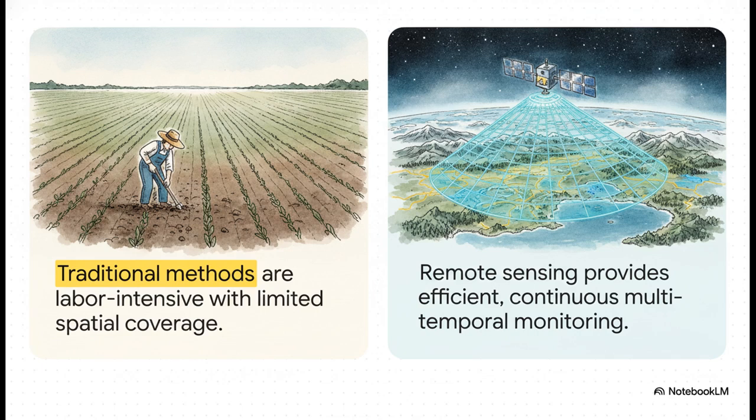Satellite imagery is incredibly fast, it covers massive spatial scales, it acts exactly like a full-body planetary MRI, letting us do multi-temporal monitoring. Basically, we can watch things change over time without ever stepping foot in the mud.